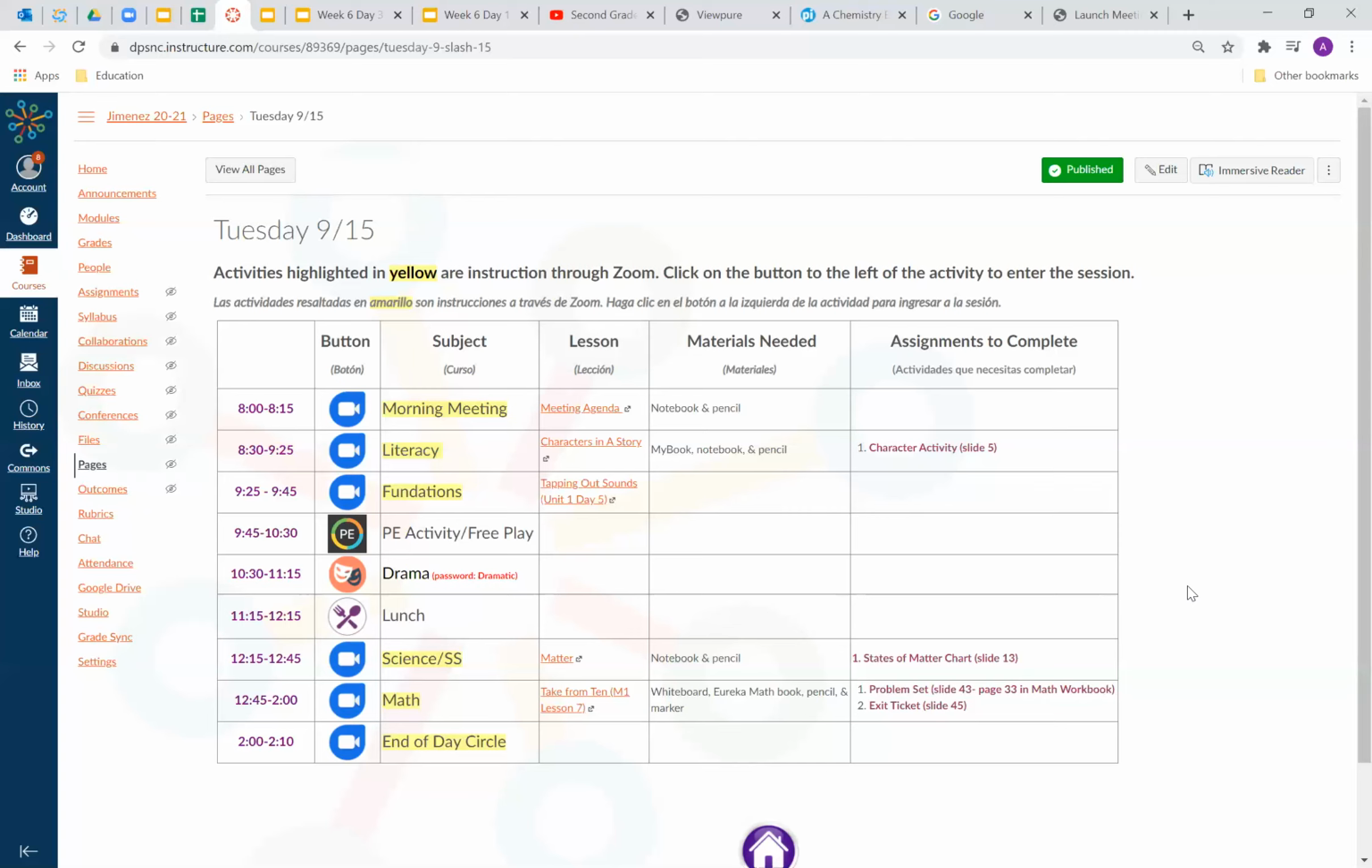On ClassTag, I will send out announcements that say, Monday, please turn in the problem set on page 33 and the reading assignment. I will also tell you where the assignment is. Is it in a workbook or is it in their notebook? If it's not in their notebook, it will be in either their math book or their reading book.